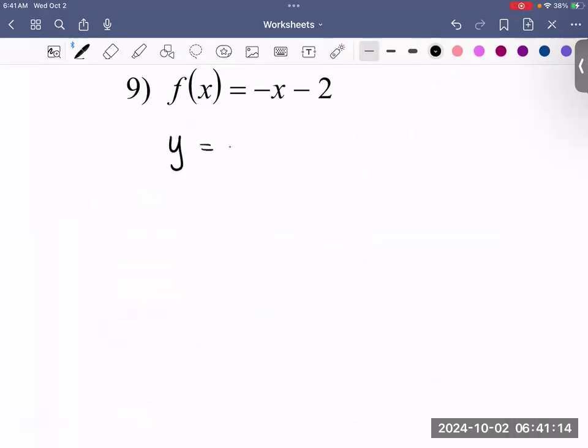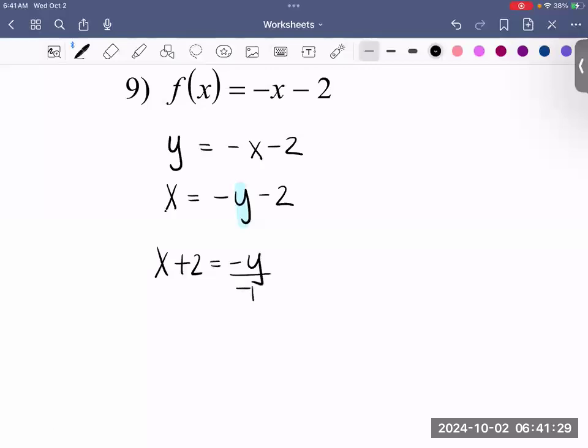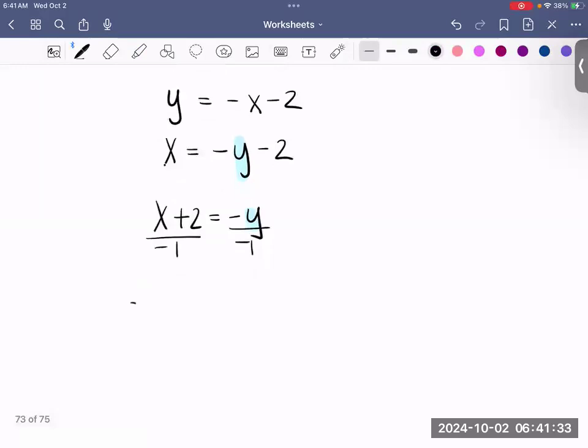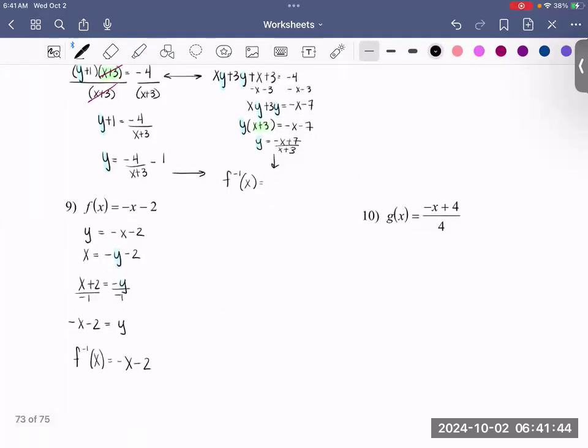Y is equal to negative x minus 2. X is equal to negative y minus 2. Solving for y, getting y alone, we're going to add your 2 to the other side, and then divide by a negative 1. So now we have negative x minus 2 is equal to y. And the last thing, f inverse of x is negative x minus 2. Those ones are pretty nice.